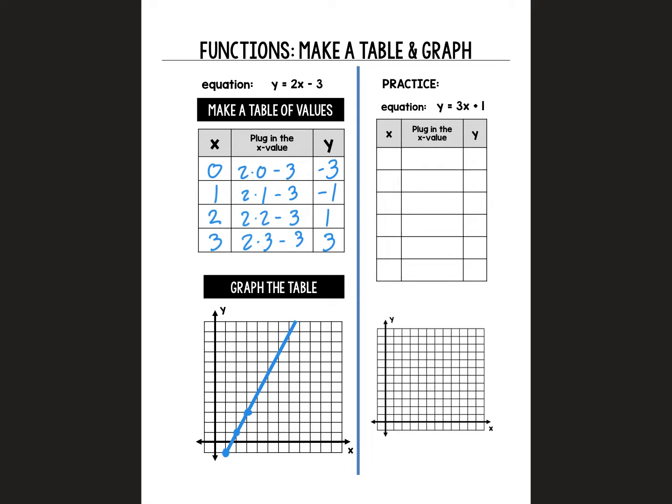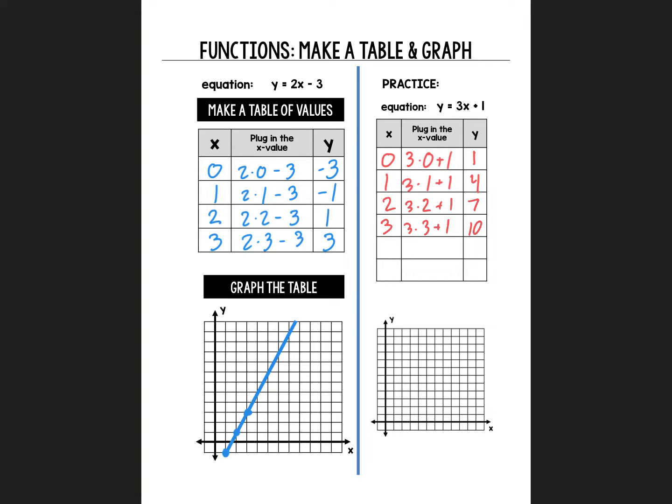So if we pick a random value for x, let's just say 0, and we replace x in the equation with that value, then y will be 3 times 0 plus 1, or 0 plus 1, which is 1. Let's try x is 1. 3 times 1 is 3, plus 1 is 4. If x is 2, then 3 times 2 is 6, plus 1 is 7. And for x is 3, then 3 times 3 is 9, plus 1 is 10.